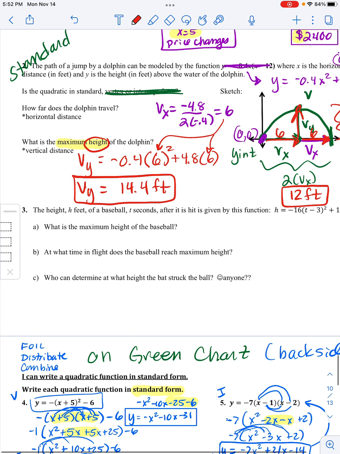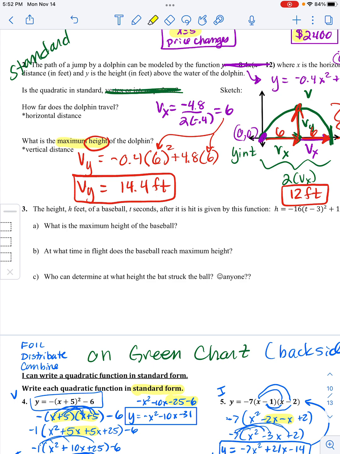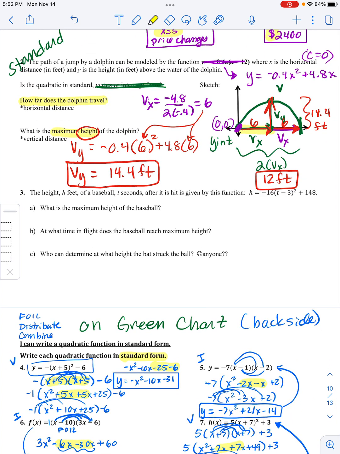That's its maximum height. This one says, how far does the dolphin travel? Like one jump. Well, it travels this far. So that's where we did the doubling our v sub x, which was doubling a 6, which told us that the whole jump must be 12 feet long because it was 6 to the middle, 6 back down. So the types of questions that this is asking you about each thing are the types of questions you should expect to see on the test.